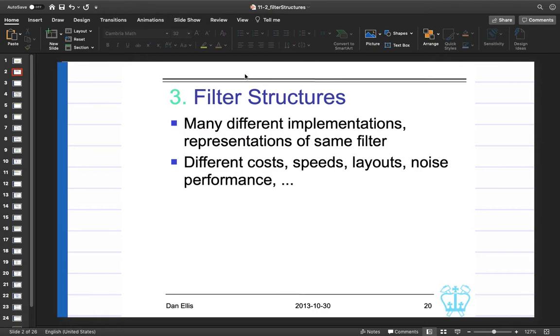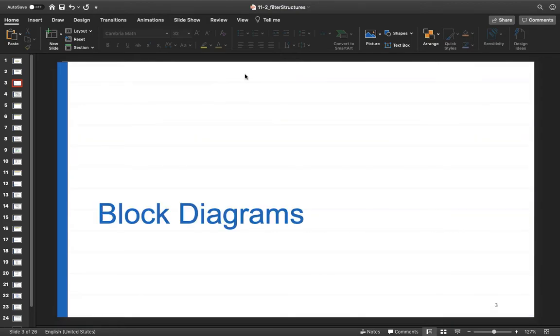Okay, so filter structures. Many different implementations are possible for the same filter. The same filter can be represented and implemented in various ways. And all these implementations differ in cost, because if you have more components and more costly components, then cost will go up. Depending on different implementations, the speeds may vary, the layout, the noise performance, etc. Okay, so let's start with the basics, block diagrams.